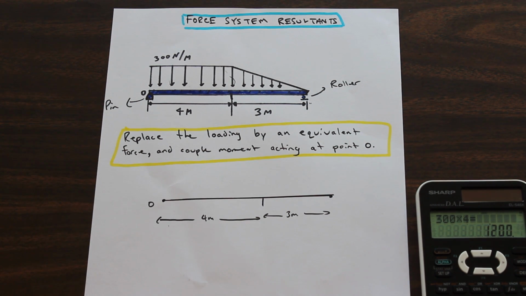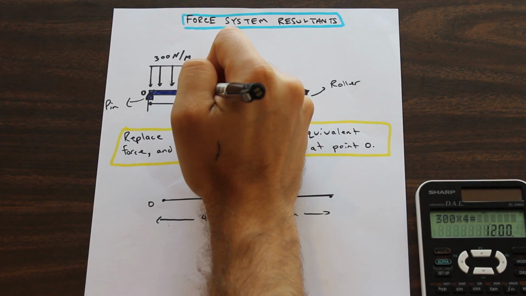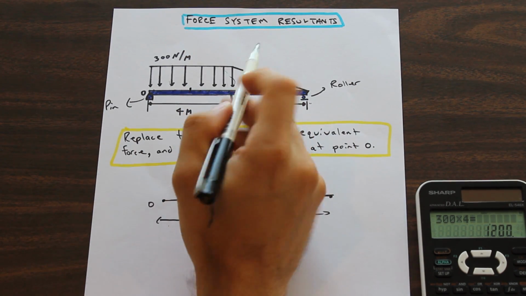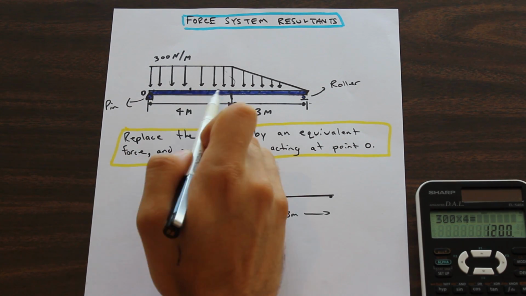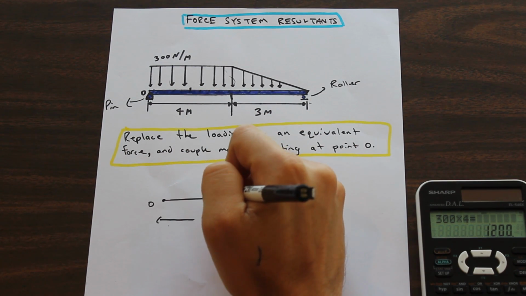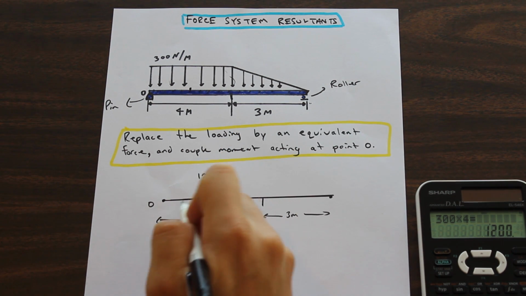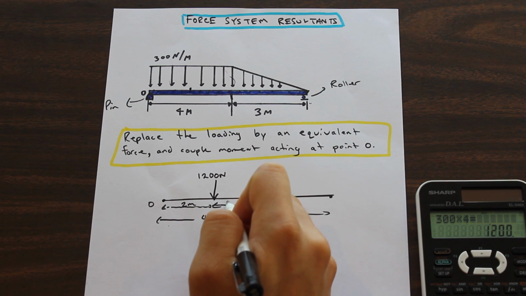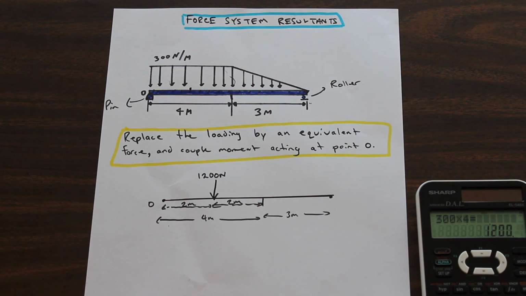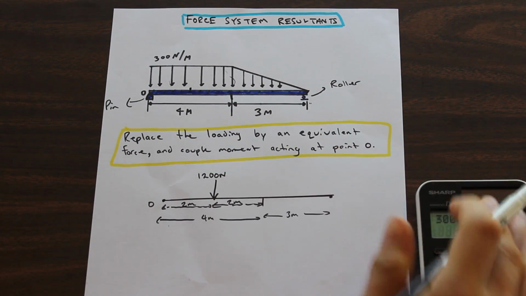But where does that force act? For a rectangular load, the force acts in the center, essentially at the center of gravity of the load. For a rectangle, the center of gravity is right in the middle, at 2 meters. So it's going to be acting right here, and that's going to be 1200 newtons. This is 2 meters, and this is also 2 meters. So it's acting at the center of gravity. Perfect. So we've resolved the force for the rectangular load. Let's resolve the force for the triangular load.